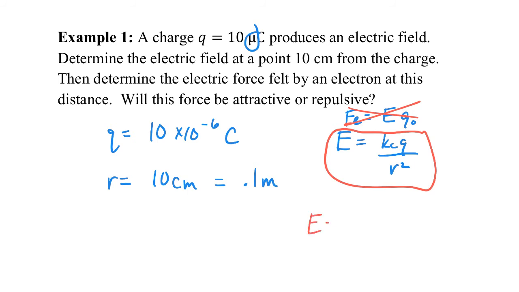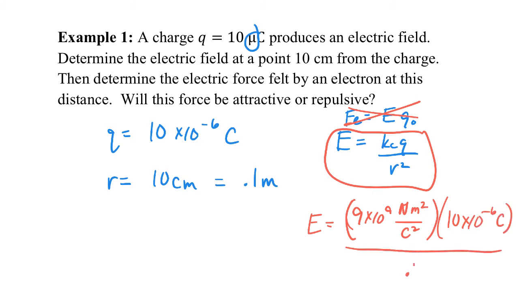We've got E equals 9 times 10 to the 9, and let me show the units just for the sake of one of the examples first. My units for K are Newton meters squared per Coulomb squared. You don't have to memorize that. Again, it's on your formula sheet. Times the charge all over the distance squared. Makes sense of the answer. Meter squared cancels with meter squared. Coulomb cancels with one of these coulombs, leaving newtons per coulomb. And newtons per coulomb is the unit I want for electric field strength. Okay, units of newtons per coulomb.